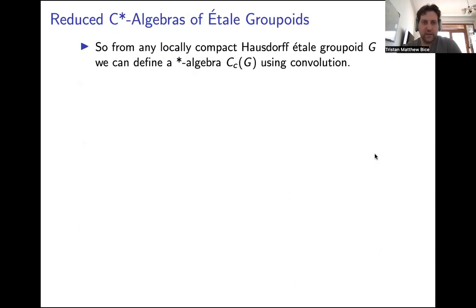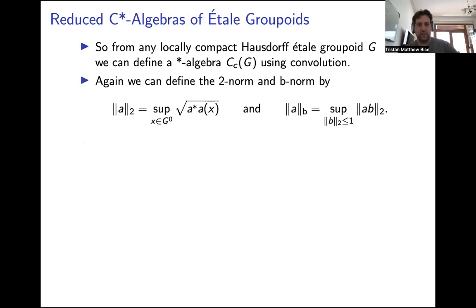And this allows us to now look at the reduced C-star algebra of an Étale groupoid. So for any locally compact Hausdorff space, we define this reduced C-star algebra. Well, we first define this star algebra C_c(G) using convolution. Right, the fact that this is well defined was just on the previous slide. So remember, I said B had to be bounded, but if B is in particular compactly supported, then it has to be bounded.